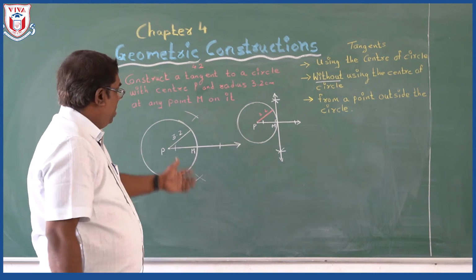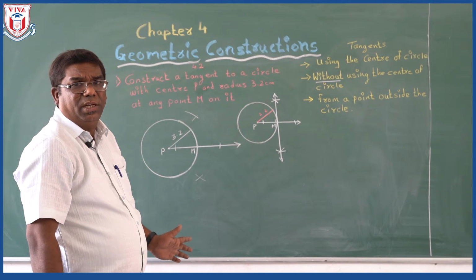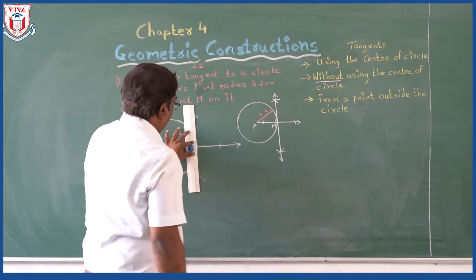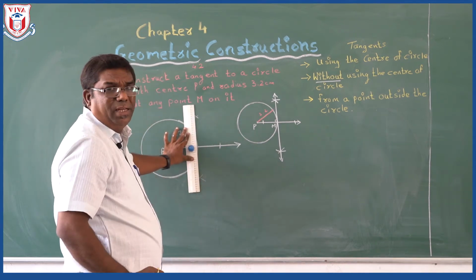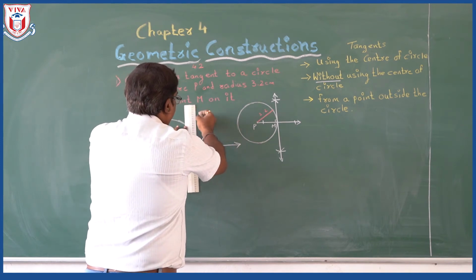Tangent is what? The line which touches the circle is called a tangent. See, now you can see this corner and this corner should match, and then you are supposed to draw a line. That is my tangent.